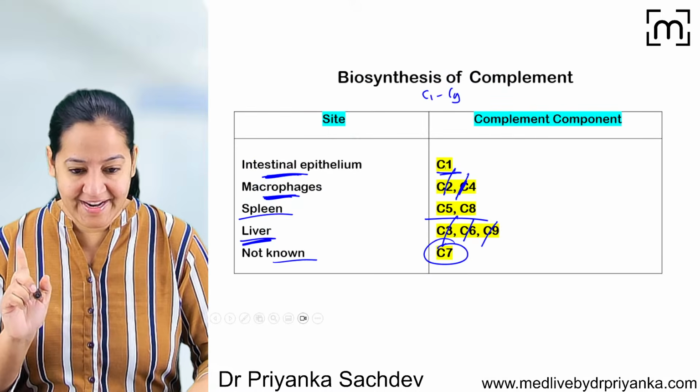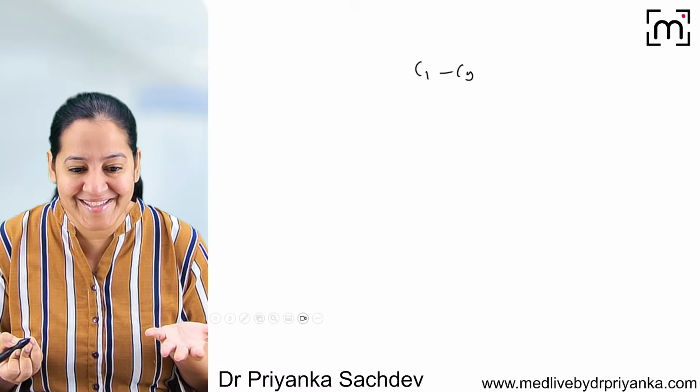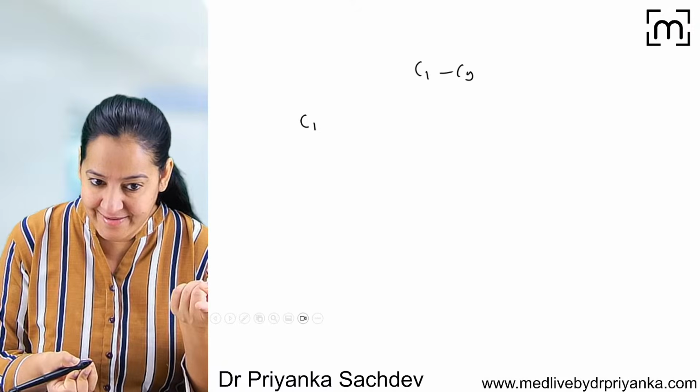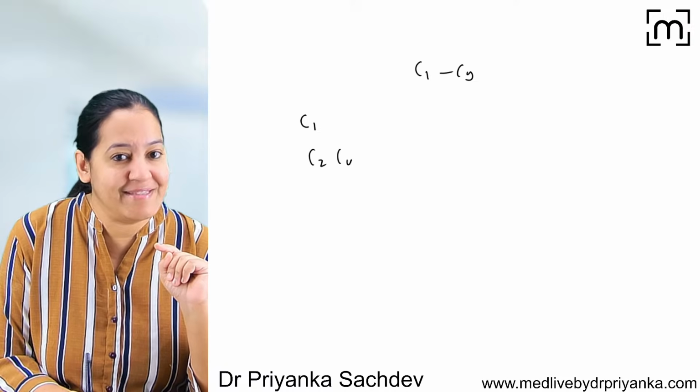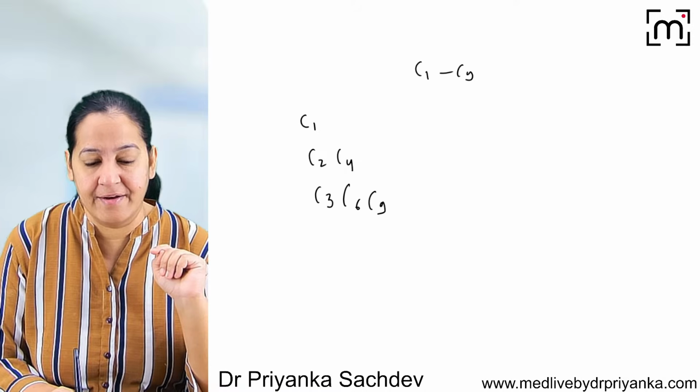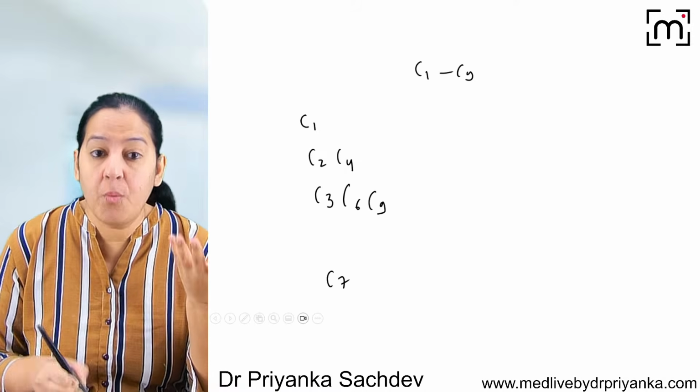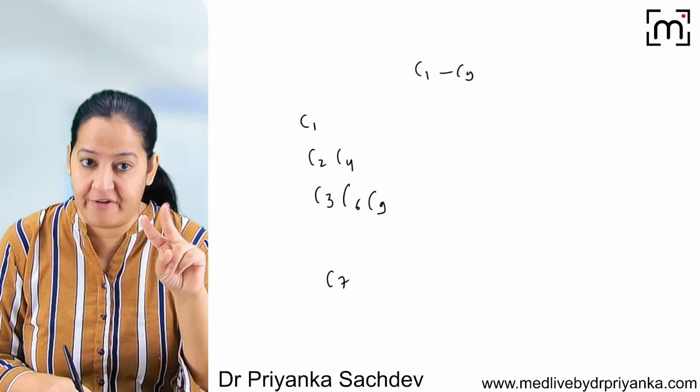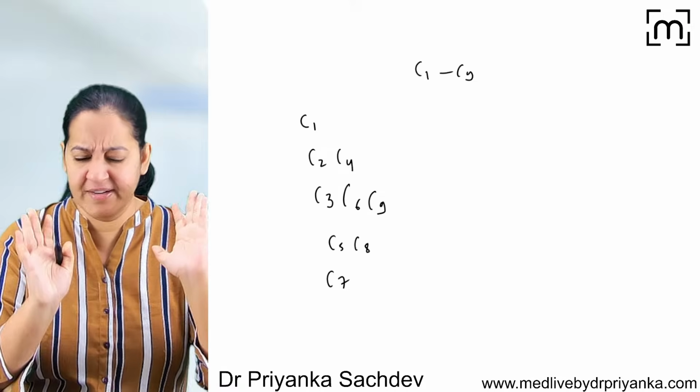Let's revise it again. Where are these synthesized? Tell me all 9, C1 to C9. Say, ma'am, the multiple of 1 is C1. The multiple of 2 is C2 and C4. The multiple of 3 is C3, C6, C9. And 7 is unknown. What is left? Two are left, 5 and 8. First write it like this.